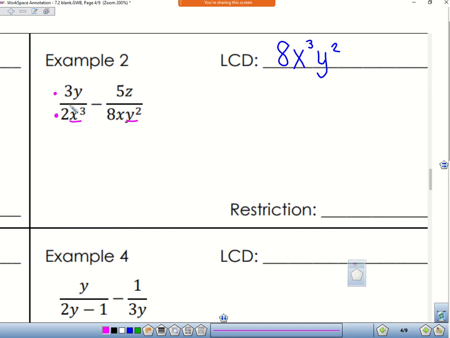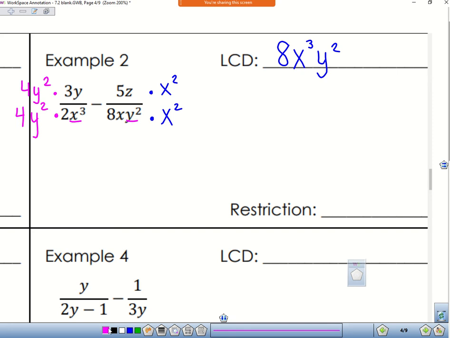So to get 2x to the third to my LCD, what would I have to do? Multiply it by 4y squared, wouldn't I have to? 4y squared. And then for the second one, what would I need to multiply the second fraction by to get that denominator to x cubed y squared? I have to multiply it by how many more x's? 2 more x's and no more y's, right? Because we already have enough y's.